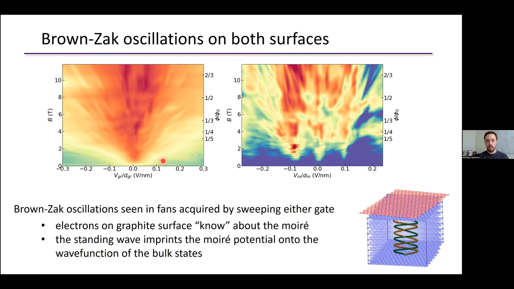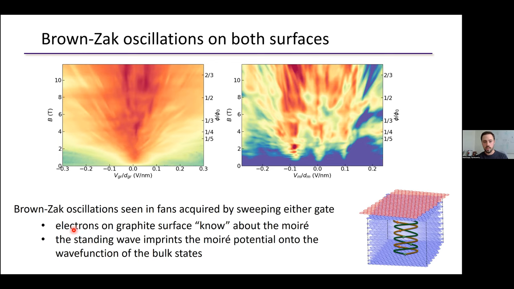It's effectively saying that at these rational flux fillings, the effective magnetic field is zero. You no longer have a Lorentz force that bends the electron trajectories. And so they move in a straight line again, and you get a maximum in the magnetoconductance.